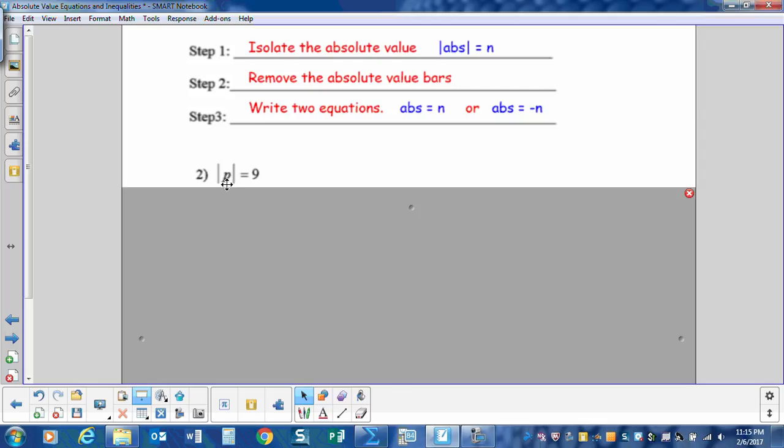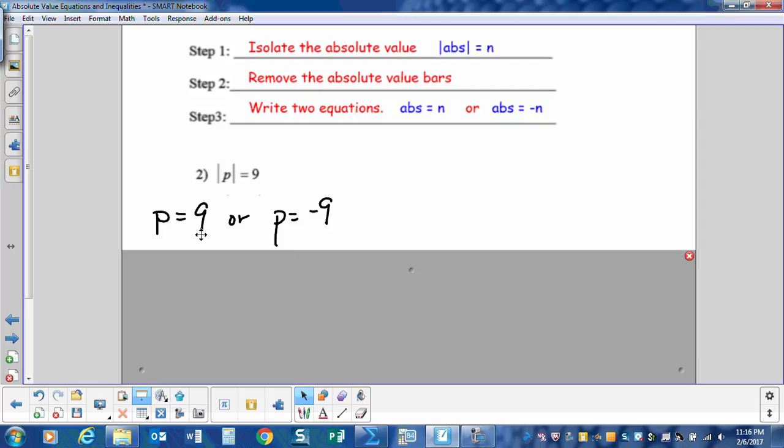So number two, the absolute value of p is equal to 9. First, we want to ensure that we've isolated the absolute value. And we have. When we isolate an absolute value, that means it's all by itself. There's no numbers being added or subtracted, multiplied or divided outside the absolute value bars. So this is isolated. We're going to remove the bars and write two equations. One with whatever's inside the absolute value equal to the number, or equal to the opposite of this number. So p is equal to 9, or p is equal to negative 9. And those are our solutions.